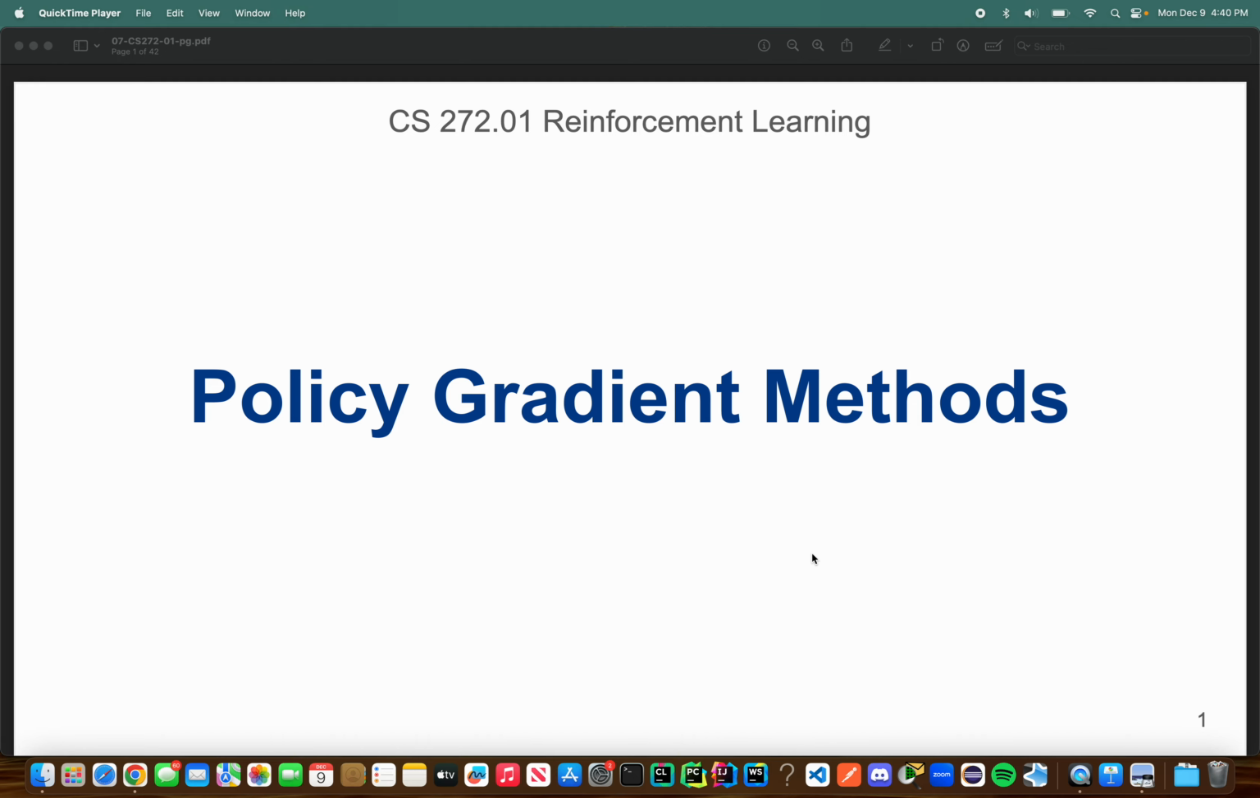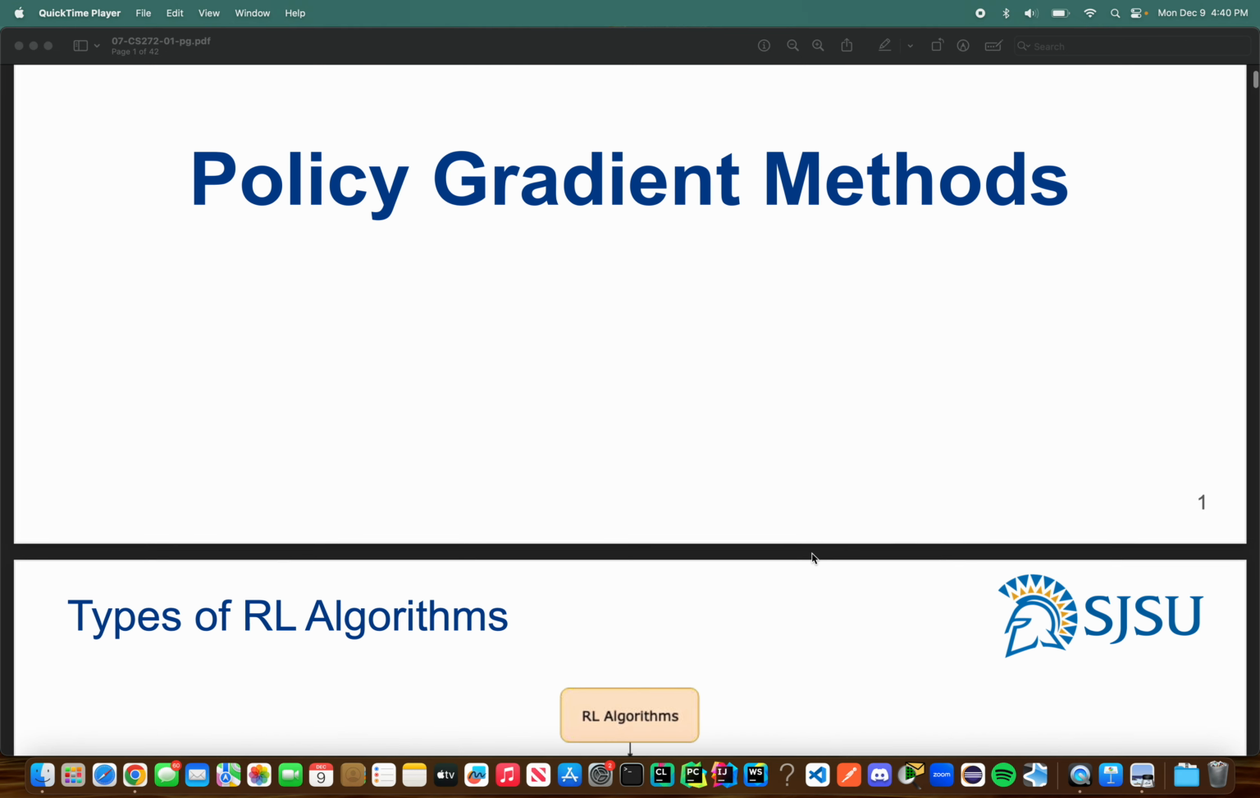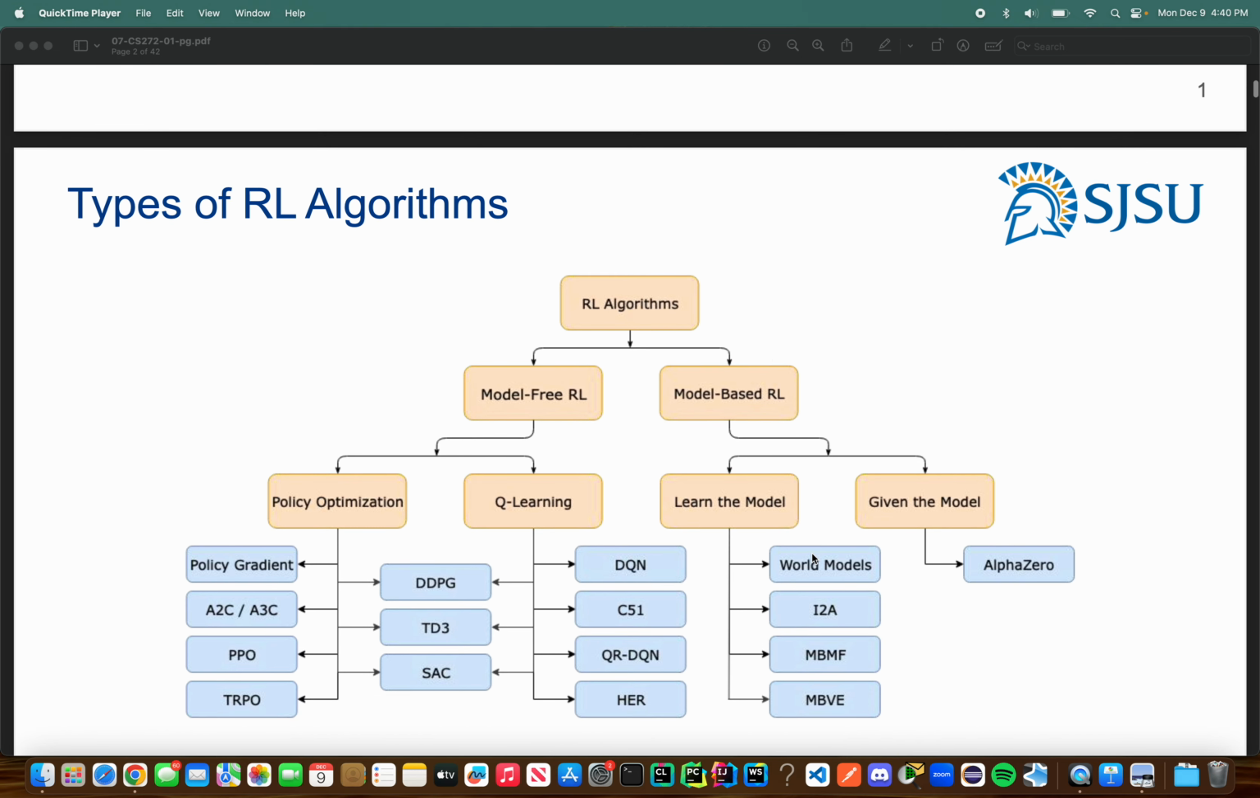So, policy gradient methods. Policy gradient methods fall under this particular branch of the model-free methods. We talked about PPO, A3C, and policy gradient.